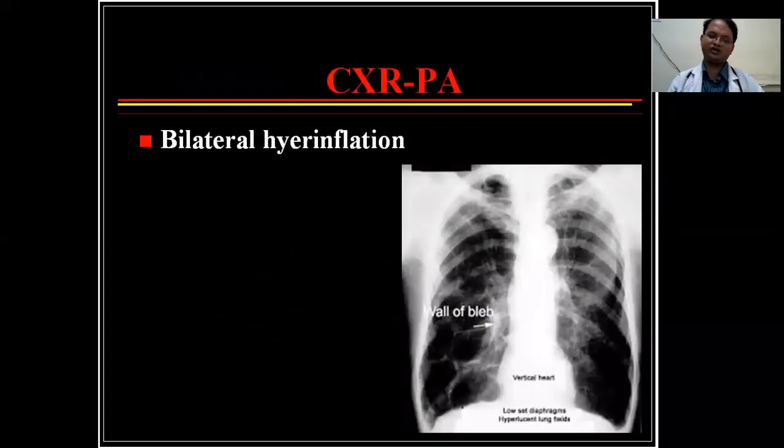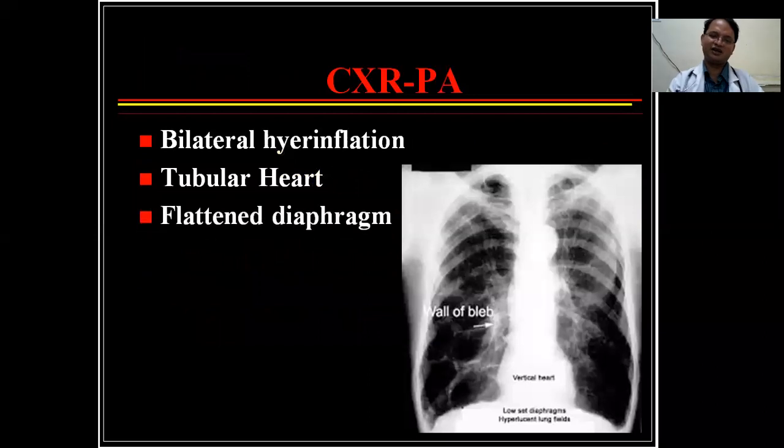On X-ray, to identify the patient having COPD, there should be bilateral hyperinflation, a heart which is narrowed down, tubular heart, and a diaphragm which is flattened. That leads to hyperinflated chest.